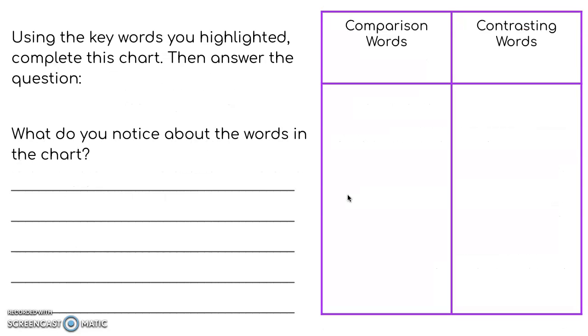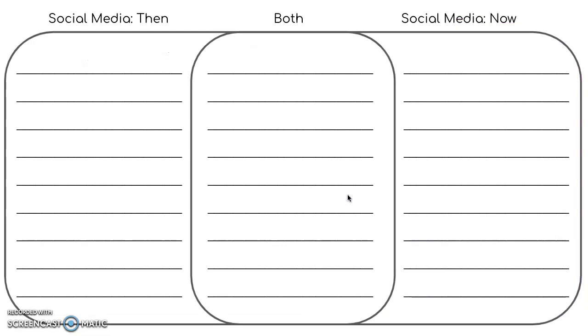After that, you're going to use the keywords that you highlighted to complete this chart and answer the question, what do you notice about the words in the chart? Then you will complete this graphic organizer with social media then, social media now, and any similarities that you find from social media then and from social media now.